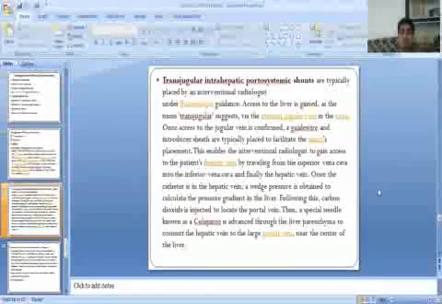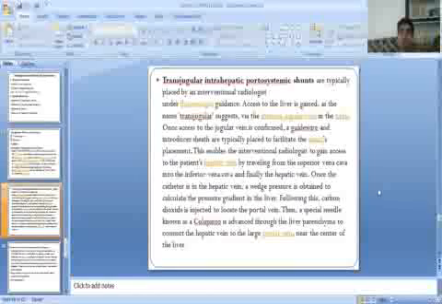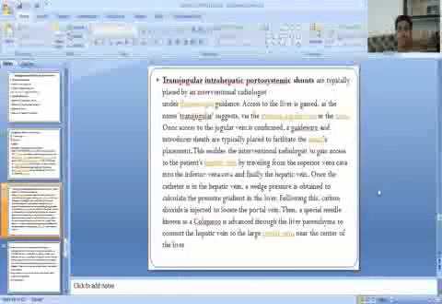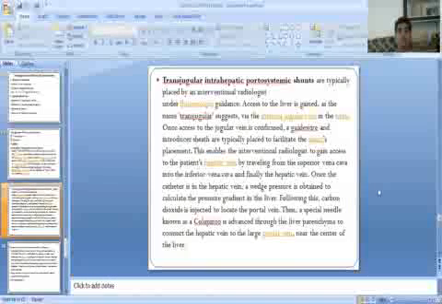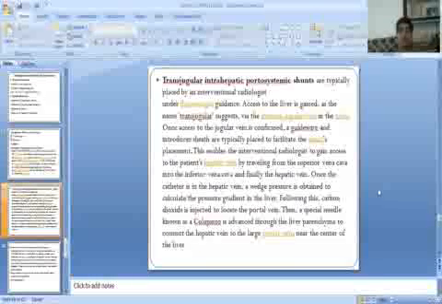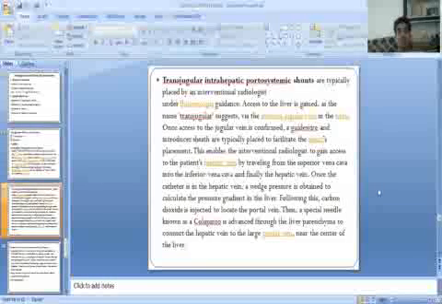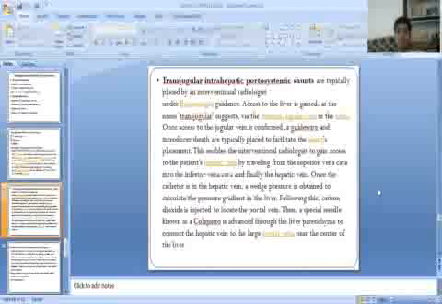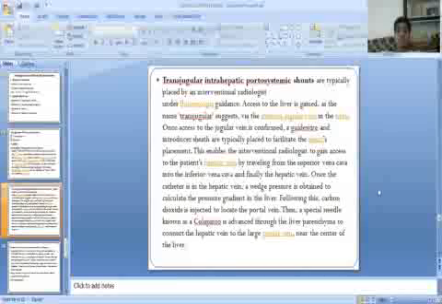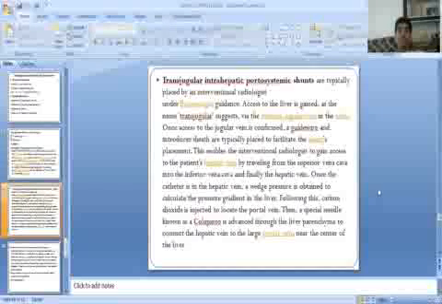Transjugular intrahepatic portosystemic shunts are typically placed by an interventional radiologist under fluoroscopic guidance. Access is gained, as the name transjugular suggests, via the internal jugular vein in the neck. Once access to the jugular vein is confirmed, a guide wire and introducer sheath are typically placed to facilitate the shunt placement. This enables the interventional radiologist to gain access to the patient's hepatic vein by traveling from the superior vena cava into the inferior vena cava and finally the hepatic vein.